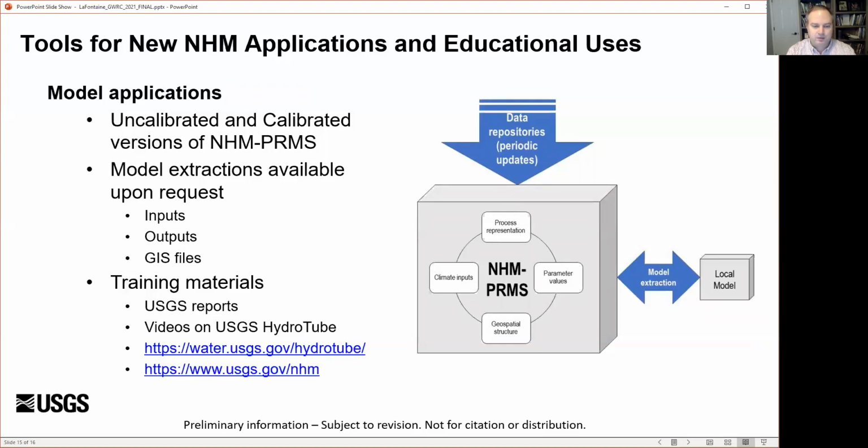And then also if there's additional information about the NHM that you'd like to see, we have a brief description on that last web link that looks at explaining the various parts of the NHM infrastructure as well as past applications of the NHM infrastructure. And so this graphic on the right represents where we have our data repositories that may get updated with new applications of the NHM, new climate forcings, and then out of that catalog, we can provide model extractions based on a particular version of the NHM with particular climate forcings for your area of interest.